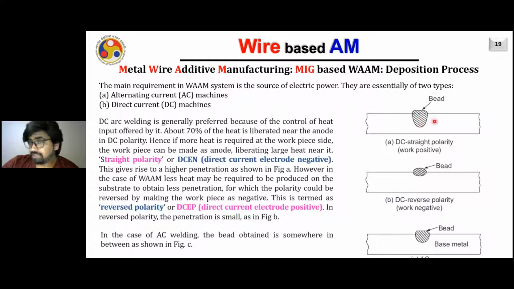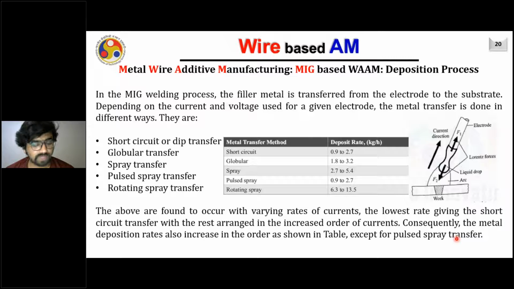As I already mentioned, in the first case 70% of the heat was generated on the substrate. In the second case 70% of the heat was generated on the electrode. If you use AC welding, 50% is generated on both the wire as well as on the substrate. In such a case, you get moderate penetration of the substrate as compared to DC straight or reverse polarity. It is somewhere in between. So let me tell you the different types of metal transfer in such cases and what is actually preferred in the case of additive manufacturing.